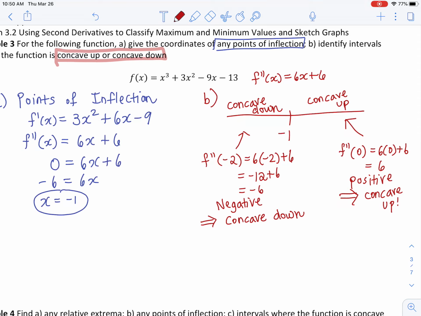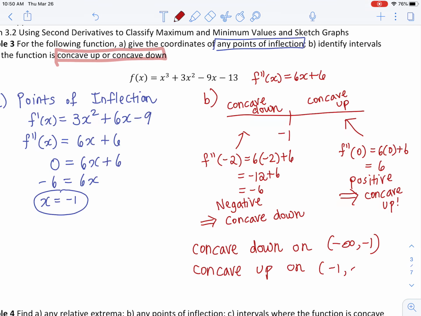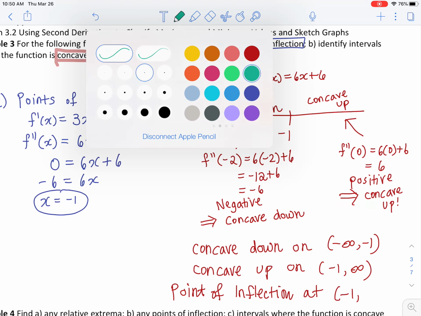Okay, so when the concavity changes to the left and right of it, then we get to say this point right there is a point of inflection. So I will say concave down on -infinity to -1 and concave up on -1 to positive infinity. And we have a point of inflection at -1. What's the y value?